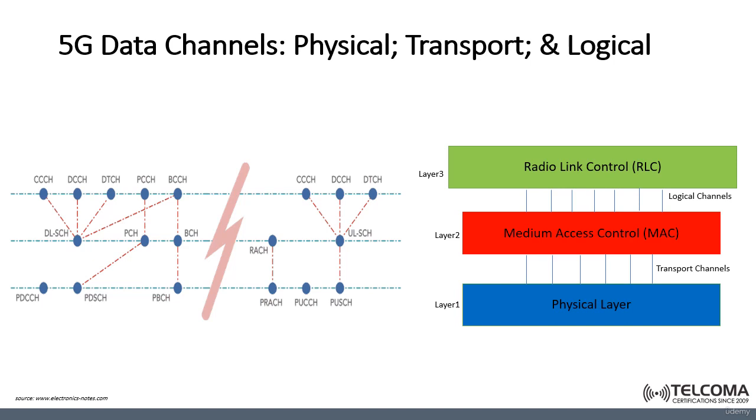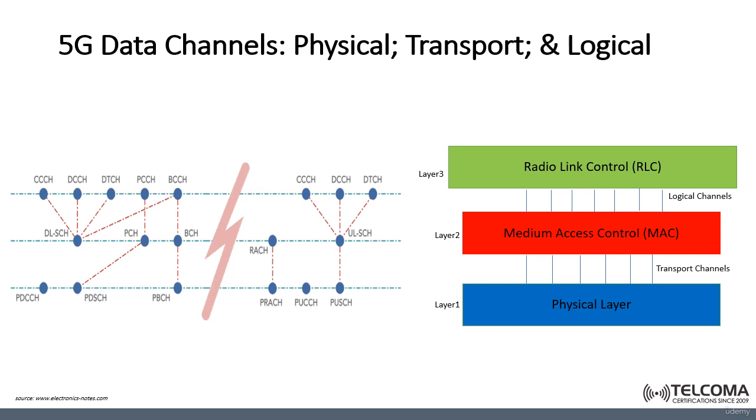As you can see on the left hand side of the screen, we have 6 physical channels. The first one is the physical downlink shared channel, PDSCH, and the 5G new radio physical downlink shared channel is carrying the data, sharing the capacity on a time and frequency basis. Then we have the physical downlink control channel, PDCCH, and from the name you can see that the 5G physical downlink control channel carries downlink control data.